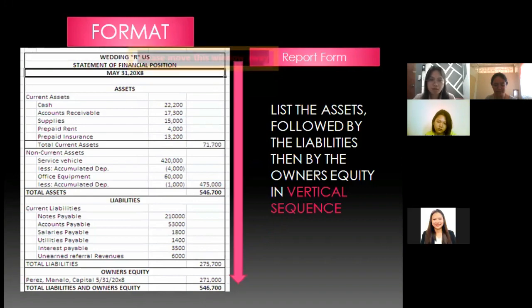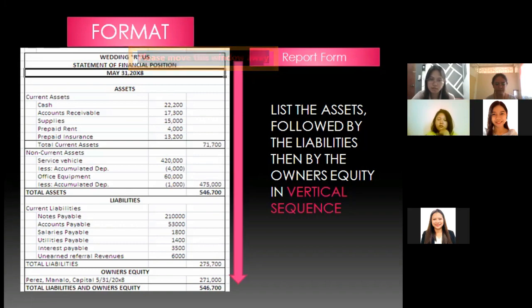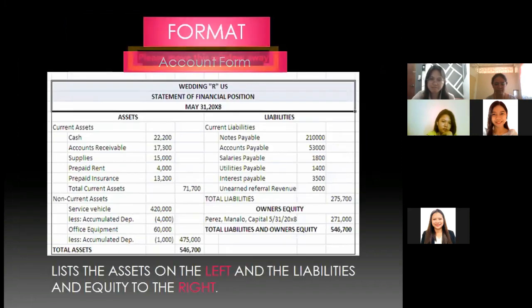Next is may dalawang format ang pag-prepare ng financial statement of financial position. Report form tsaka account form. Yung nakikita niyo example dyan ay report form. So paano i-prepare? I-prepare ang report form. So, list the assets followed by the liabilities, then the owner's equity in vertical sequence. So, sunod-sunod yan pababa. Paano naman pag account form? Ganito naman yun. List the assets on the left and the liabilities and equity to the right. Tulad na nakikita natin sa illustration.